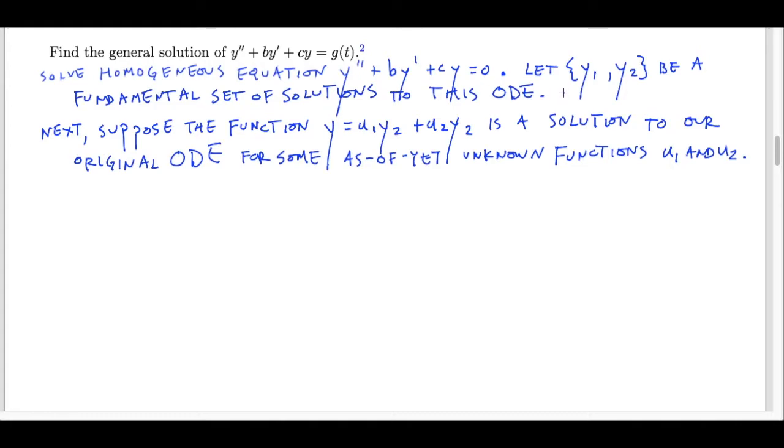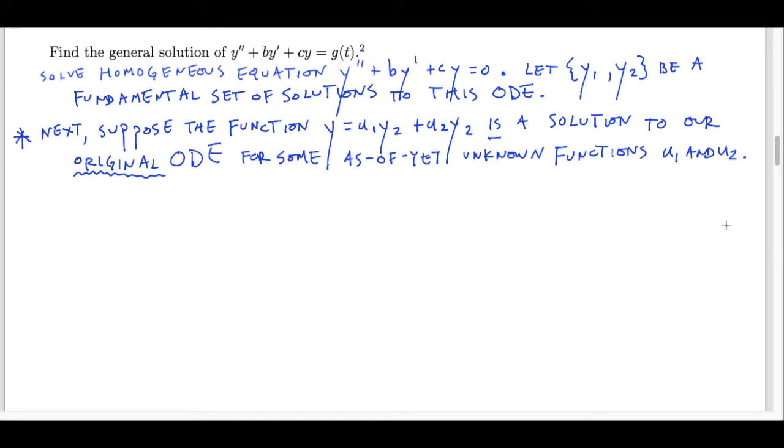And then in this next step that I've already written out here, this is really the crux of this method. I want to suppose that if I was to take unknown functions u1 and u2, multiply them by these components of this fundamental set for the homogeneous equation, then this resulting function is a solution to our original ODE. That means the original full non-homogeneous ordinary differential equation. And I say that this is for some as of yet unknown functions u1 and u2. So this supposition or this assumption is really central to this method of variation of parameters.